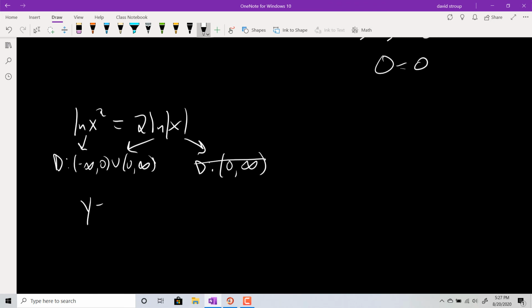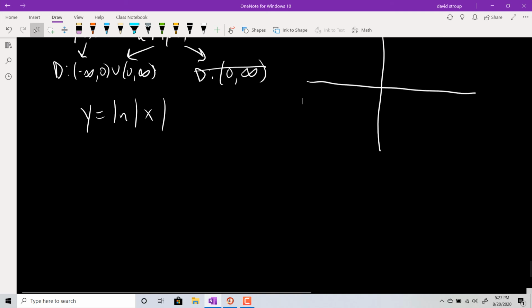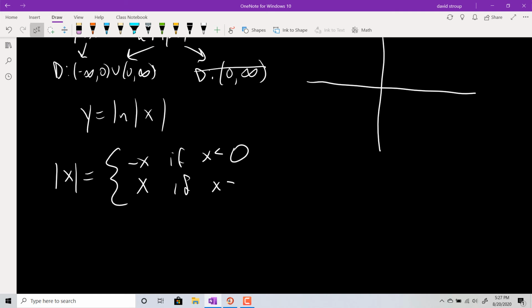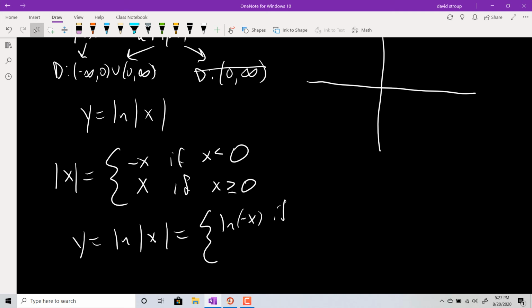So what then is this thing? What does it look like? The ln of absolute value of x. Well, it's going to be plus or minus something, right? One thing that sometimes we have to do is rewrite absolute values in terms of the piecewise definition. So y equaling ln of the absolute value of x will equal ln of negative x if x is less than 0, and then ln of positive x if x is greater than 0. We can't use 0 because it wouldn't work in this.